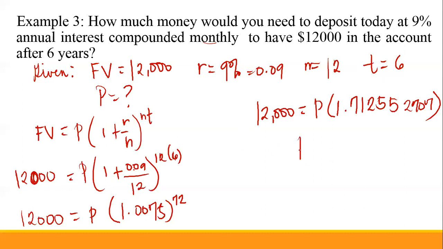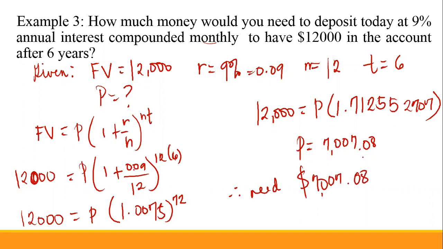So, the principal now is equal to 7,007 and 0.08. Okay? So, ayan. So, you would need, so magkano yung kailangan niya? So, you would need $7,007.08, okay, and 0.08 cents, to have or to accumulate the $12,000 in 6 years.